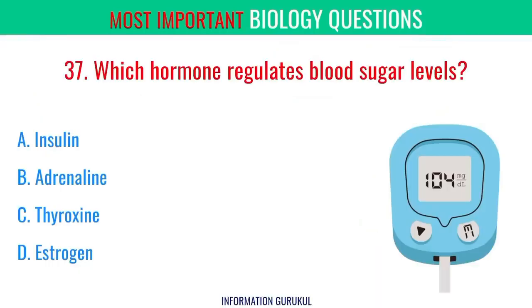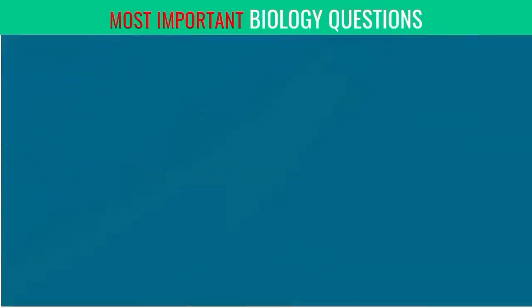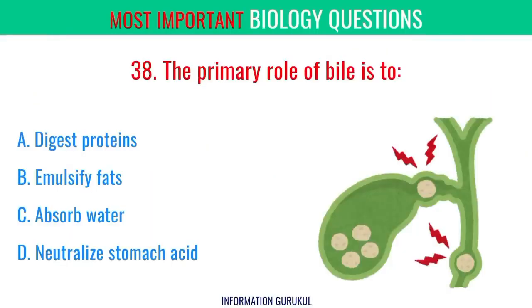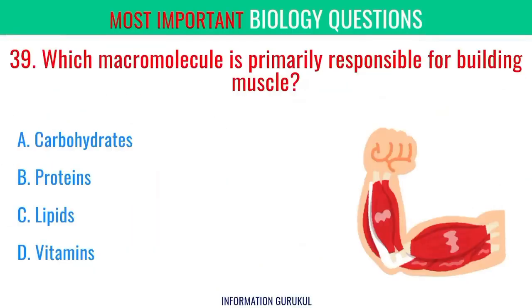Which hormone regulates blood sugar levels? Insulin. The primary role of bile is to emulsify fats. Which macromolecule is primarily responsible for building muscle? Proteins.